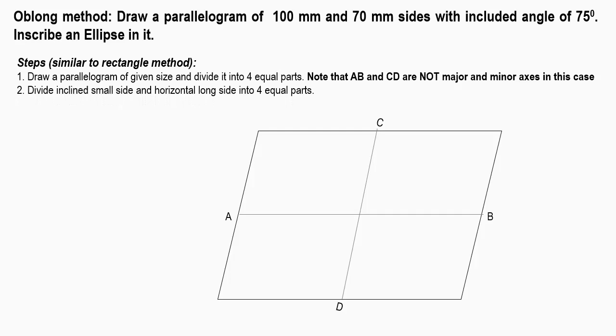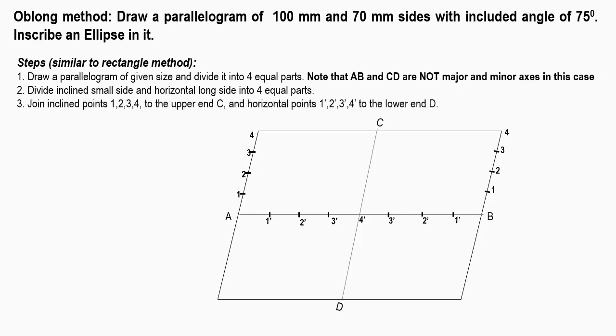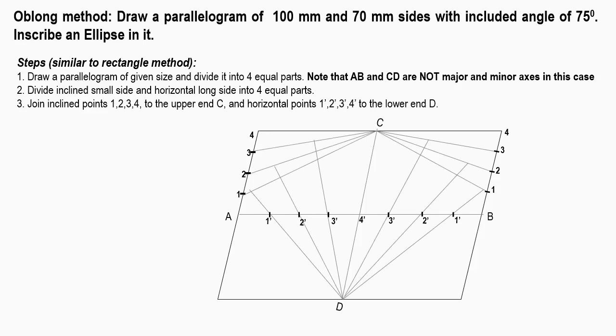So divide the inclined small side and the horizontal long side into 4 equal parts, similar to what we have done in case of a rectangle. So I get point number 1, 2, 3 and 4 on the inclined line and 1 dash, 2 dash, 3 dash and 4 dash on the horizontal line. Now same procedure, join the inclined points 1, 2, 3 and 4 to the upper end C and the horizontal points 1 dash, 2 dash, 3 dash and 4 dash to the lower end D. Then extend D1 dash to intersect the line C1 and mark all the points of intersection. Also mark the end points A and C.